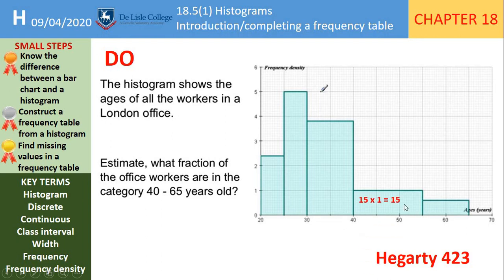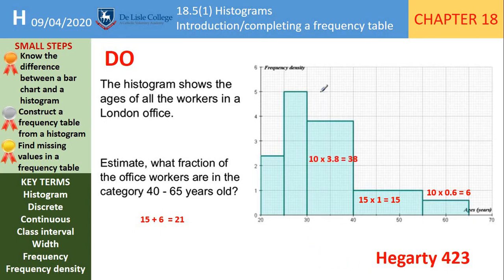So 15 multiplied by 1 would give a frequency of 15 for this bar. 55 up to 65, so 10 multiplied by 0.6 for this bar gives a frequency of 6. So in the category 40 to 65, there are 21 workers.